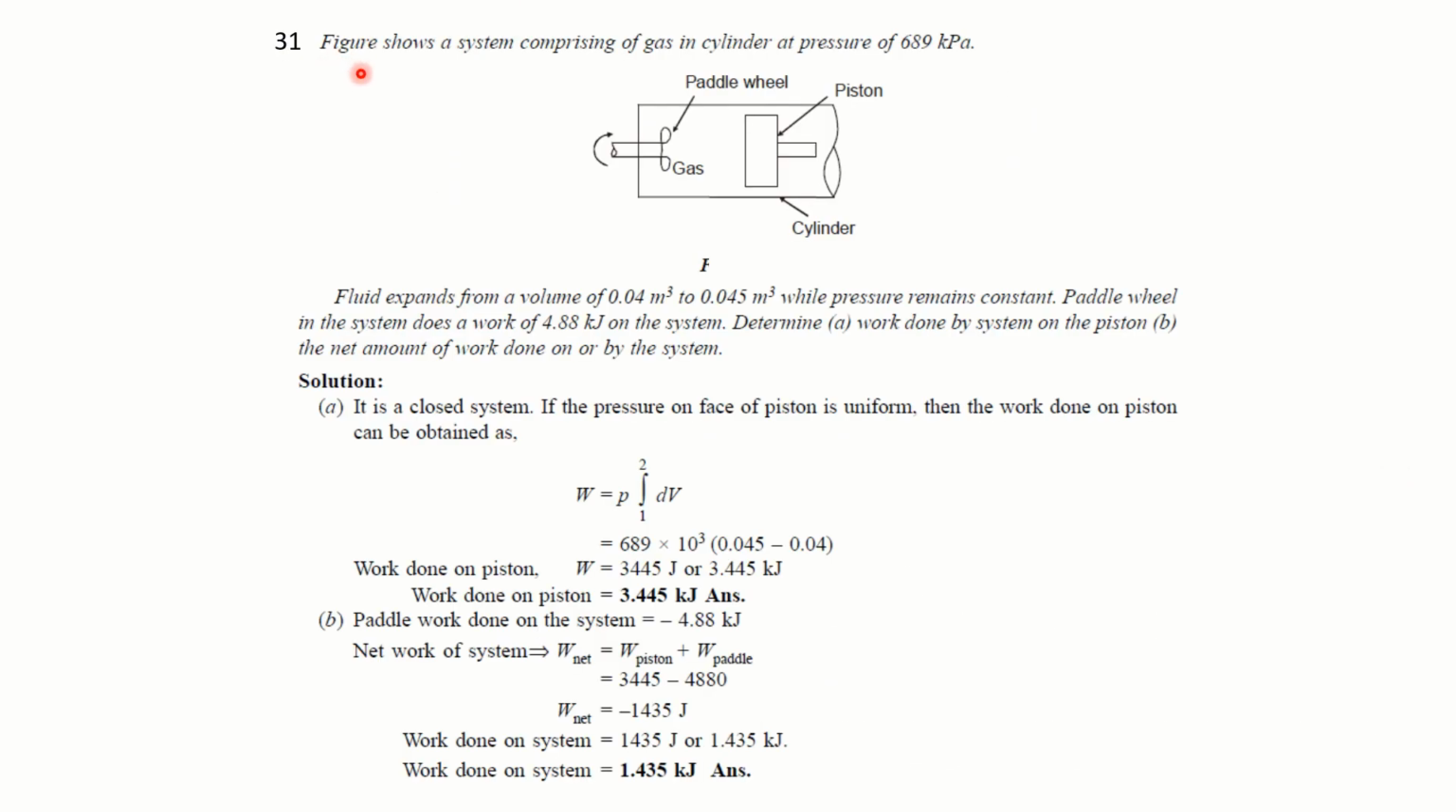A similar problem here. The figure shows a system comprising gas in a cylinder at a pressure of 689 kilopascal. Fluid expands from a volume of 0.04 meter cube to 0.045 meter cube, while pressure remains constant. A paddle wheel in the system does a work of 4.88 kilojoule on the system. Determine work done by the system on the piston and the net amount of work done on or by the system.